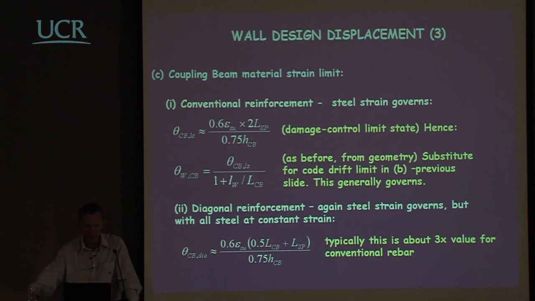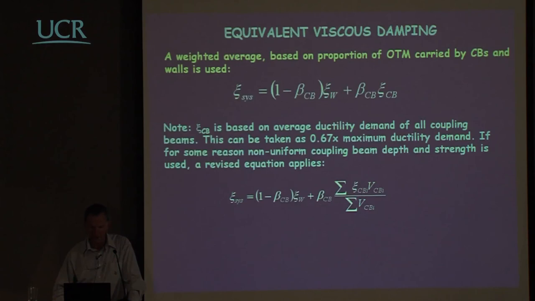And we then can, from that, determine what the actual corresponding drift would be in the wall at that corresponding drift in the coupling beam. So we've just inverted the expression there. And that then tells us what the limit based on that would be. If we have a diagonally reinforced case, we have a more efficient system with more strain uniformly distributed through the system, and the critical coupling beam drift is rather larger. So typically we can determine which of those is critical and go through the design.